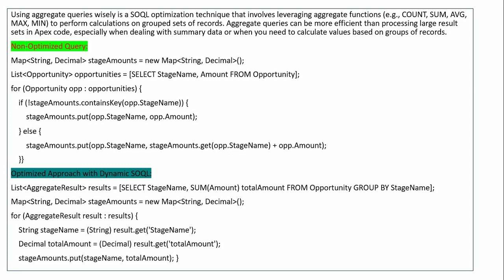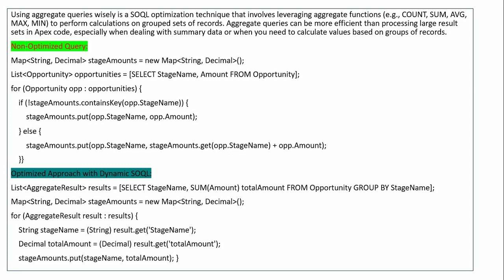Benefits of using aggregate queries wisely. Reduced data transfer. Aggregate queries can return summarized data directly from the database, reducing the amount of data transferred between Salesforce and the Apex code. Improved performance. Aggregate queries can be more efficient than processing large result sets in Apex, especially when dealing with calculations on grouped data.